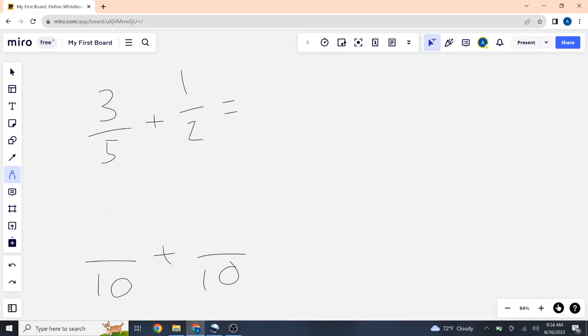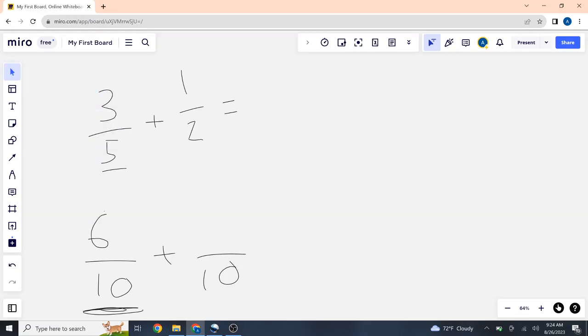So how can we do that here? Let's start with this fraction. In order to get this denominator to look like this denominator, what we needed to do was multiply it by 2. So if we look at the denominator, 2 times 5 equals 10, like we have down here. So now we're just going to do 2 times 3, and that's going to give us 6.